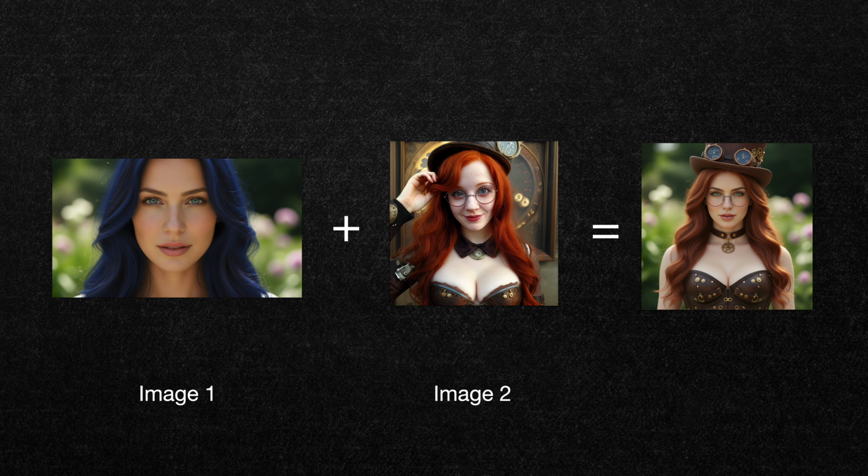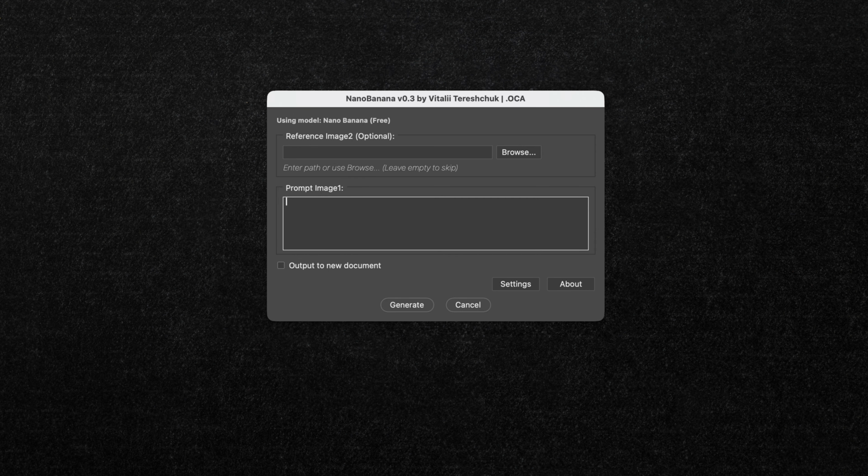Inside the script interface, things are defined very clearly. Image 1 is the main image, the one we want to transform. Image 2 is the reference image or simply the helper. And by the way, in your prompts, you can just call them image 1 or reference.